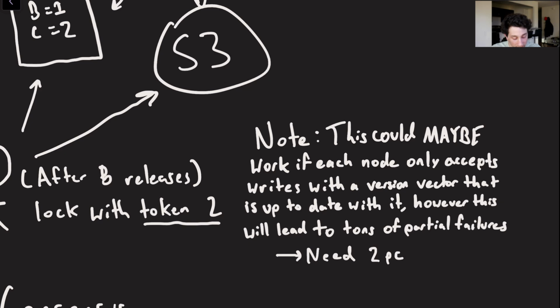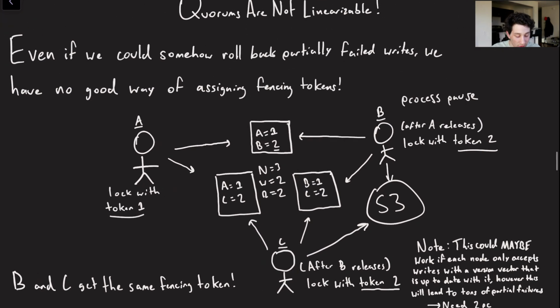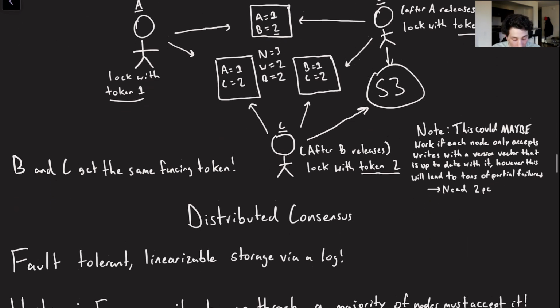If every single node decided to only accept writes with version vectors that were up to date with the current state on that node, maybe we can ensure that we make all of our writes linearizable, right? Because then every write is up to date, and so we can explicitly say that one write is after another. However, every single one of these nodes is going to have to reject quite a few more writes, therefore leading to partial failures. Anyway, major tangent. Don't worry if you don't understand that one that much, but you're welcome to think about that sentence as long as you want.